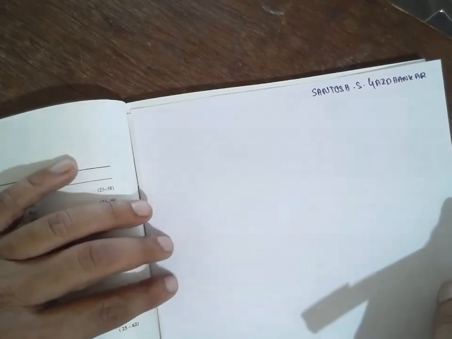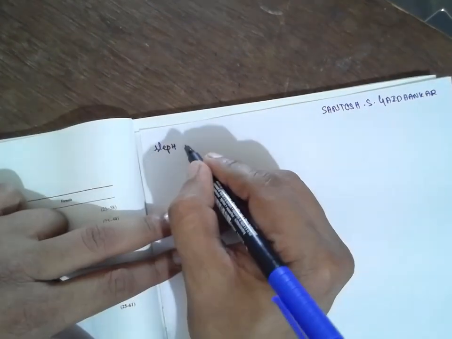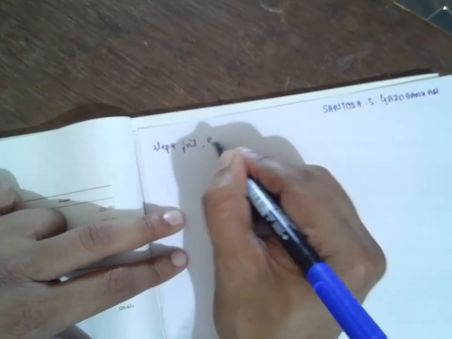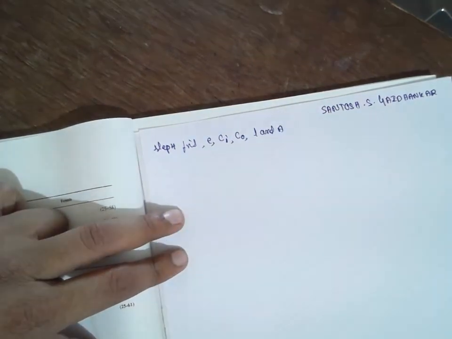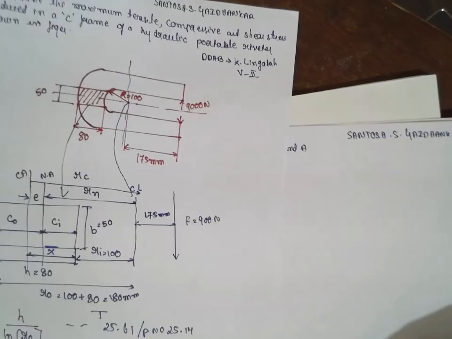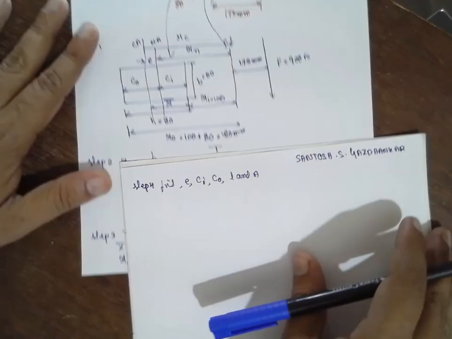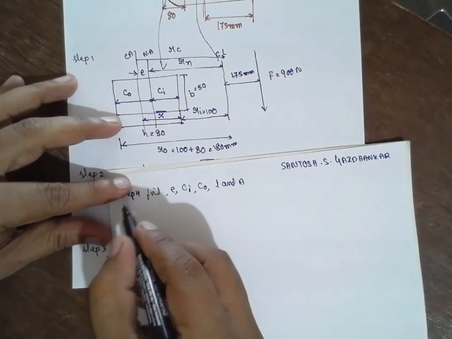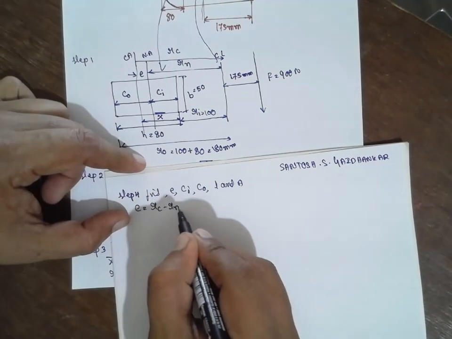After completion of this one, you have to go for step 4. Step 4: find e, Ci, C0, l, and A. The area you have to find out. What is e? Now this is the diagram I'm referring to here, and keep the diagram to the side. Now what is e here? Rc minus Rn is nothing but e.